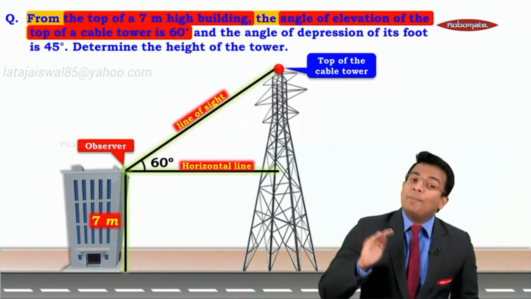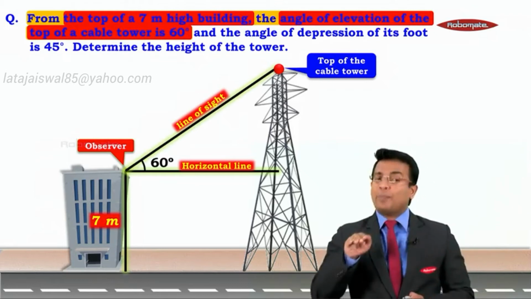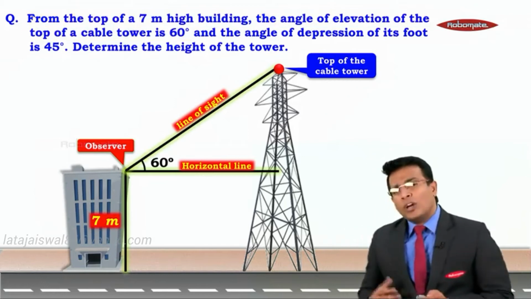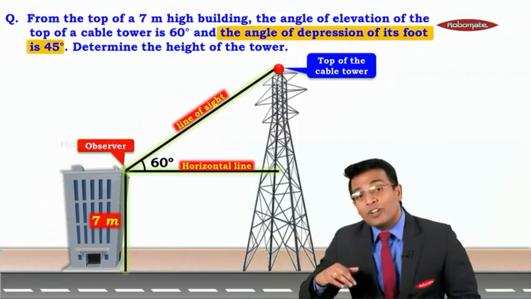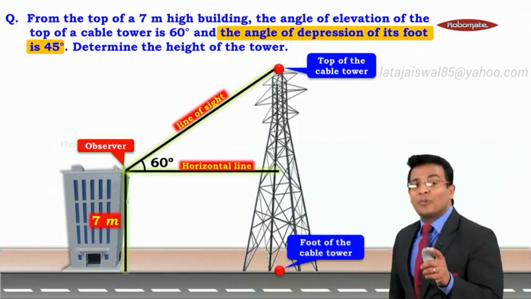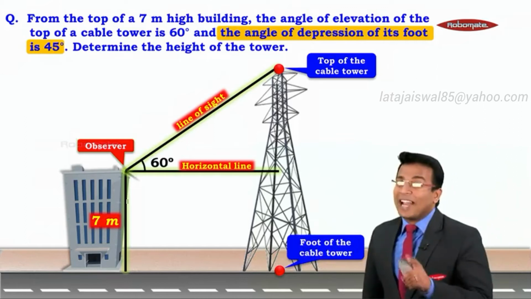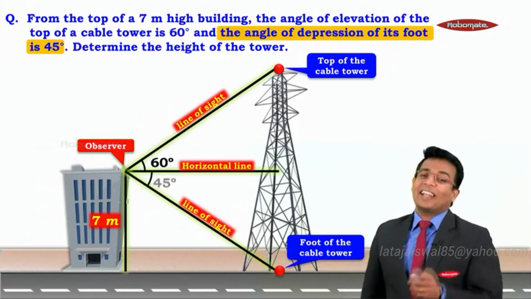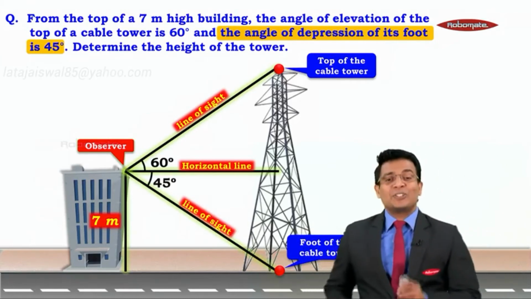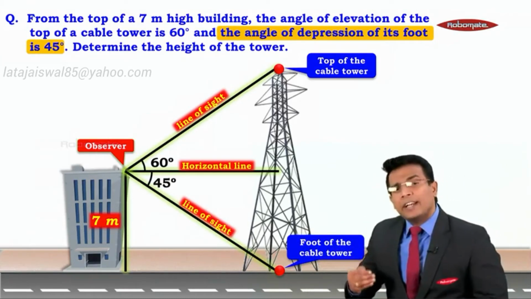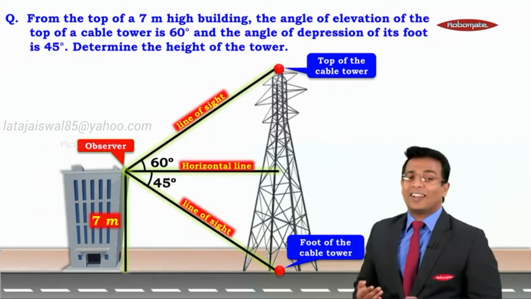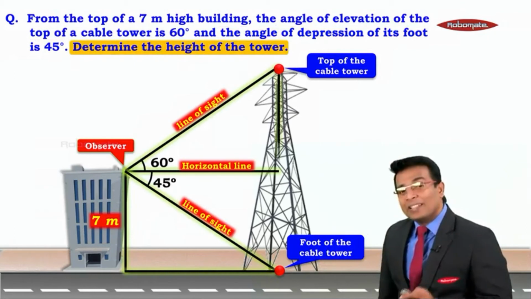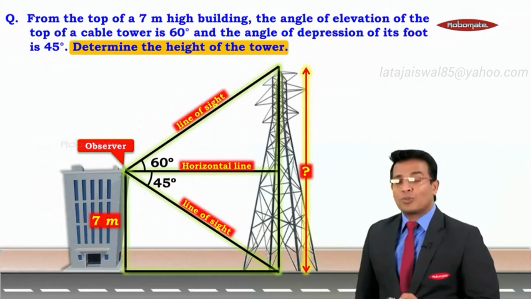And the angle of depression, that means now from the same position, he is looking at something at a lower level, below the horizontal line. What is he observing? Angle of depression of its foot. That means he is observing the foot of the cable tower. And when he is observing that, that line of sight makes an angle with the horizontal line. And that angle is given as 45 degree. So this is what we have made. And they say determine the height of the tower. That means you are talking about the height of that cable tower. That is what we need to find. That means that particular segment is something which we are supposed to find.